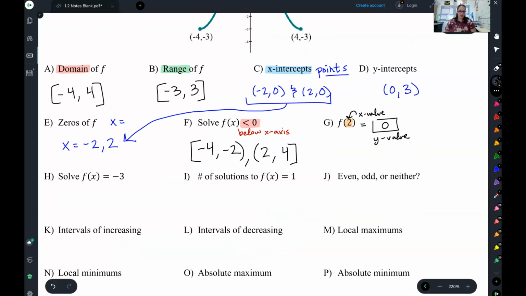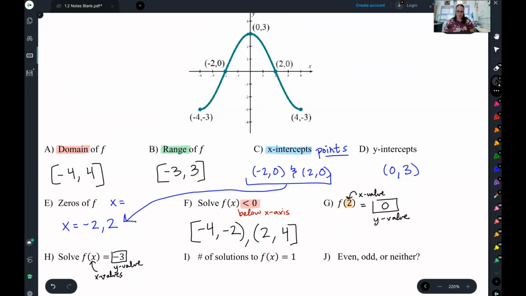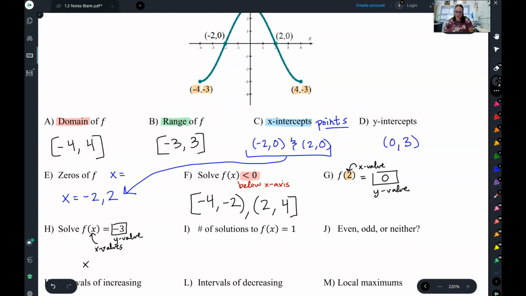Let's do this one. This out here is now a y value, and I want to find the x values that have this y value. So I come up here, let's see, has a y value of -3 right there and right there. These both have y values of -3. The x values at those are -4 and 4. So we can say x is equal to -4 and 4. Those x values give me a y value of -3.